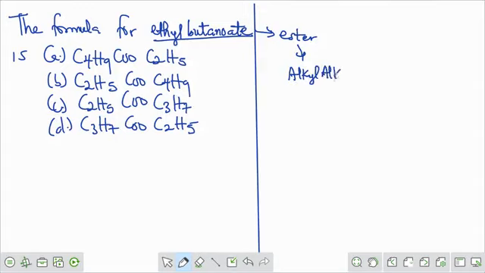How does it form? Alkanoate compounds are organic compounds with a fruity odor. Please take note of that. They are organic compounds with what? A fruity odor. That is, they have a fruity smell.